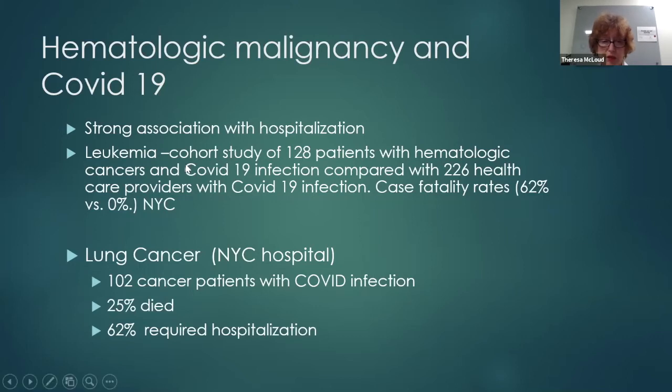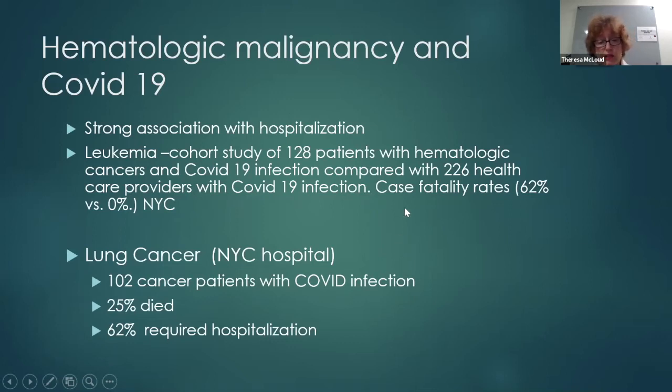They become very symptomatic. This was a cohort study from New York City at the height of the pandemic of 128 patients with hematologic cancers and COVID-19 infection, compared with 226 healthcare providers that had COVID-19 infection. Now, it wasn't clear from the information how symptomatic these were. I'm sure the healthcare workers were tested repeatedly and often, but when you compare them, it's still a striking difference. Case fatality rates for the leukemia patients was 62% versus 0% for those that were detected in the healthcare workers.